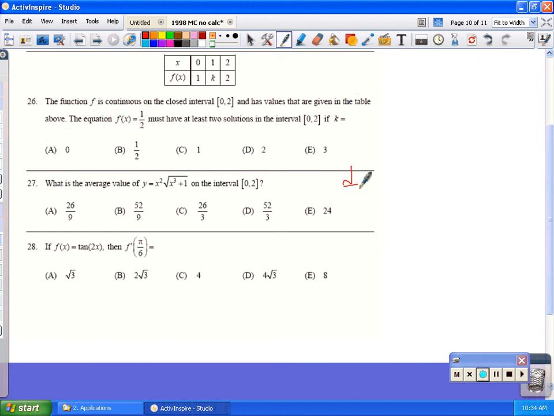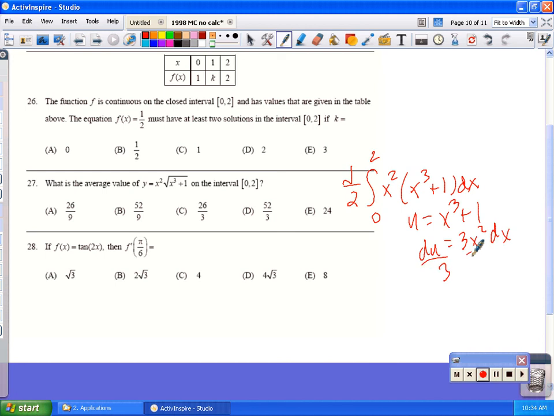Average value. 1 over b minus a, so 1/2 from 0 to 2 of x squared times the square root of x cubed plus 1 dx. This is not normal antidifferentiation. What kind of differentiation is it? U sub. u is equal to x cubed plus 1. du is equal to 3x squared dx. I don't need the 3, so I'm going to get rid of it on both sides. I'm going to make the substitution.